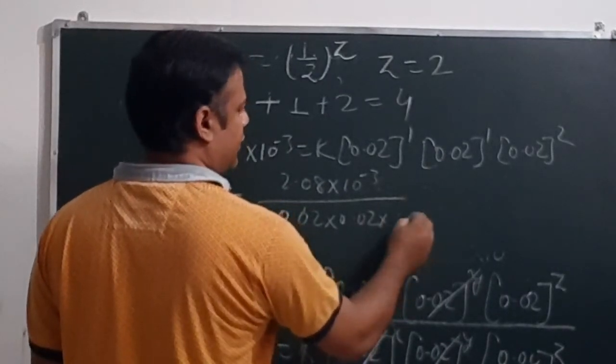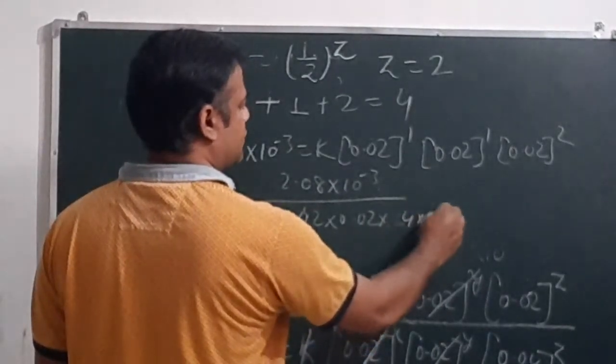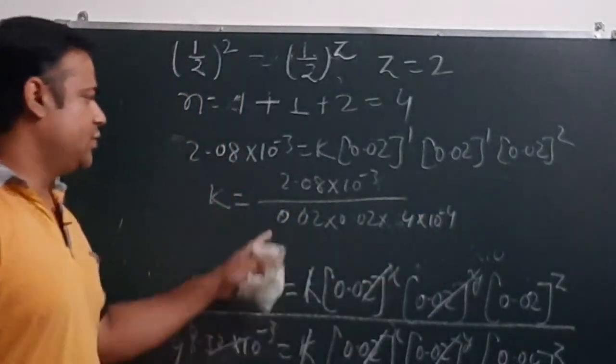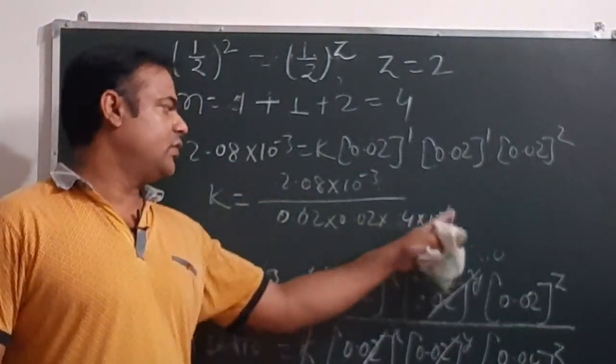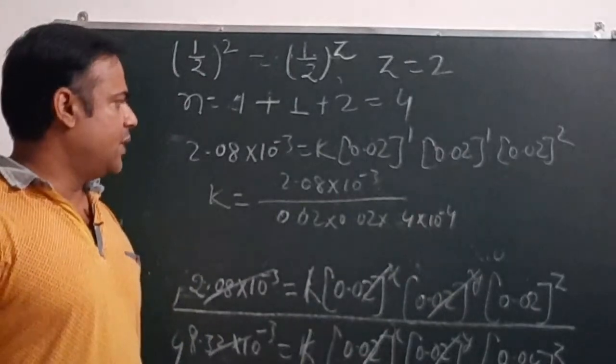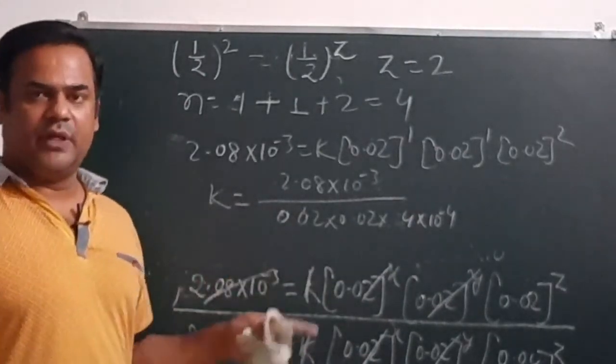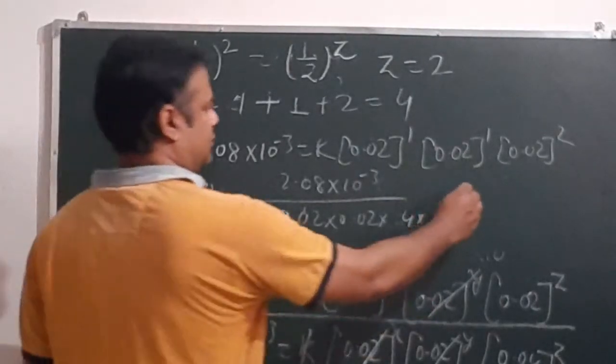Or we can write here 4 into 10 to the power minus 4. This will be the value: 0.02, 0.02 and 4 into 10 to the power minus 4. On solving this, we can get the rate constant.